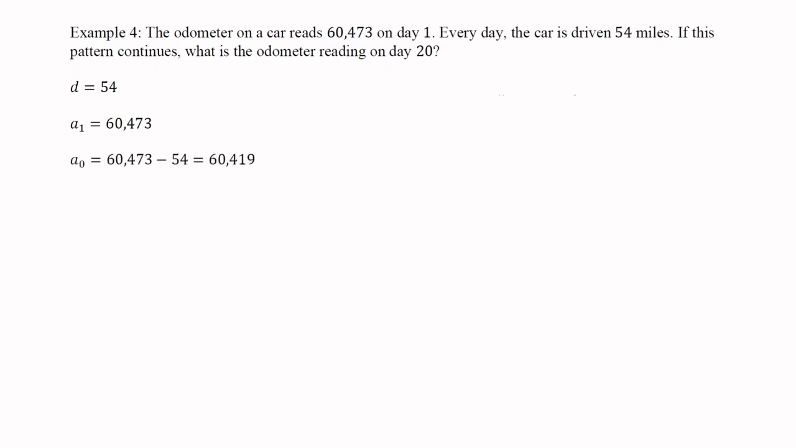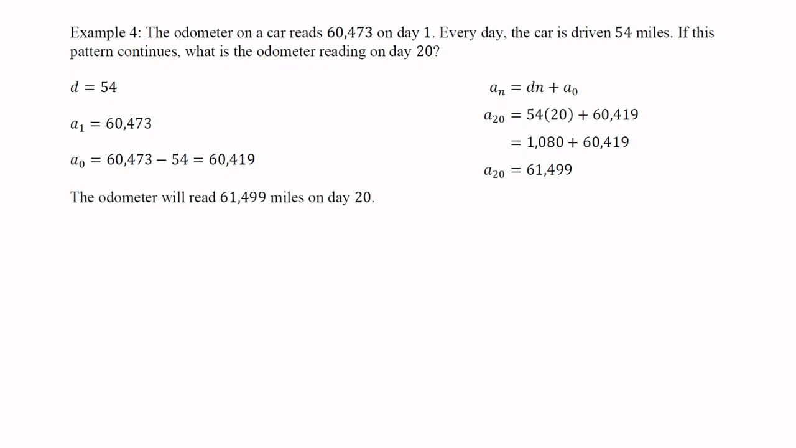But we want to find our 0th term. So we take that 60,473 and we subtract 54 to get our 0th term. Then we're going to take our explicit formula, plug in d, n and a sub 0, n of course being 20 because we're looking for our 20th day. 54 times 20 gives us 1080, and then we add those two values together, and on the 20th day, if we drive 54 miles every day, we will hit an odometer reading of 61,499. And of course, a word problem requires a word answer, so you would just give us a short sentence indicating your answer.